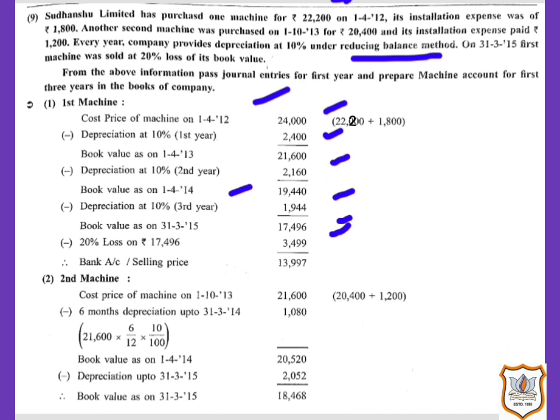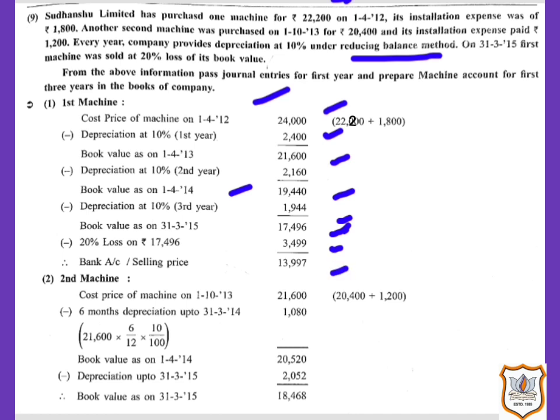Now, it is given in the question, the first machine was sold at 20% loss of its book value, on 31st March 2015. So here the book value as on 31st March 2015 we have calculated, that is 17,496. So 20% of it is 3,499. And as it is a loss, we will deduct it in order to get the selling price. So here we will get 13,997, that is the selling price.